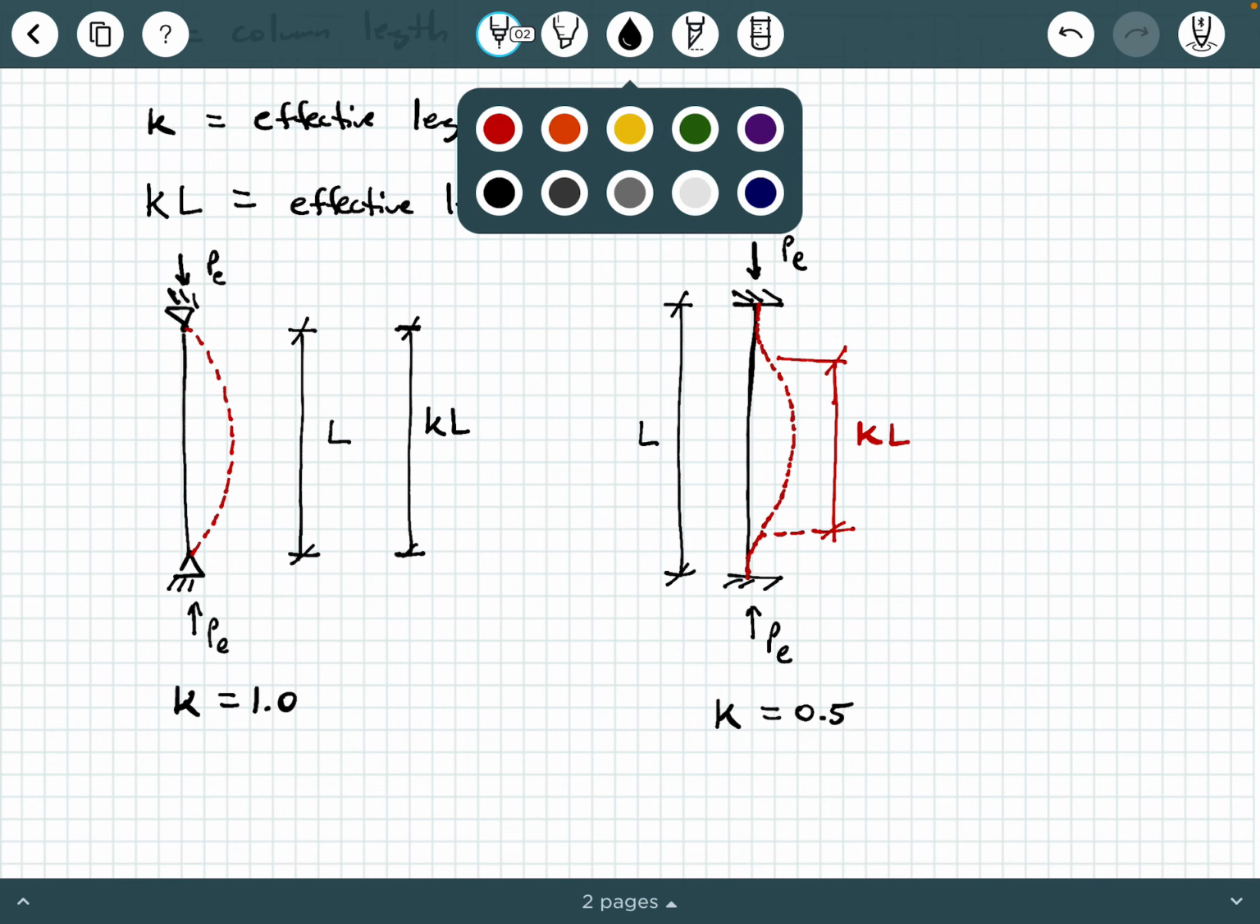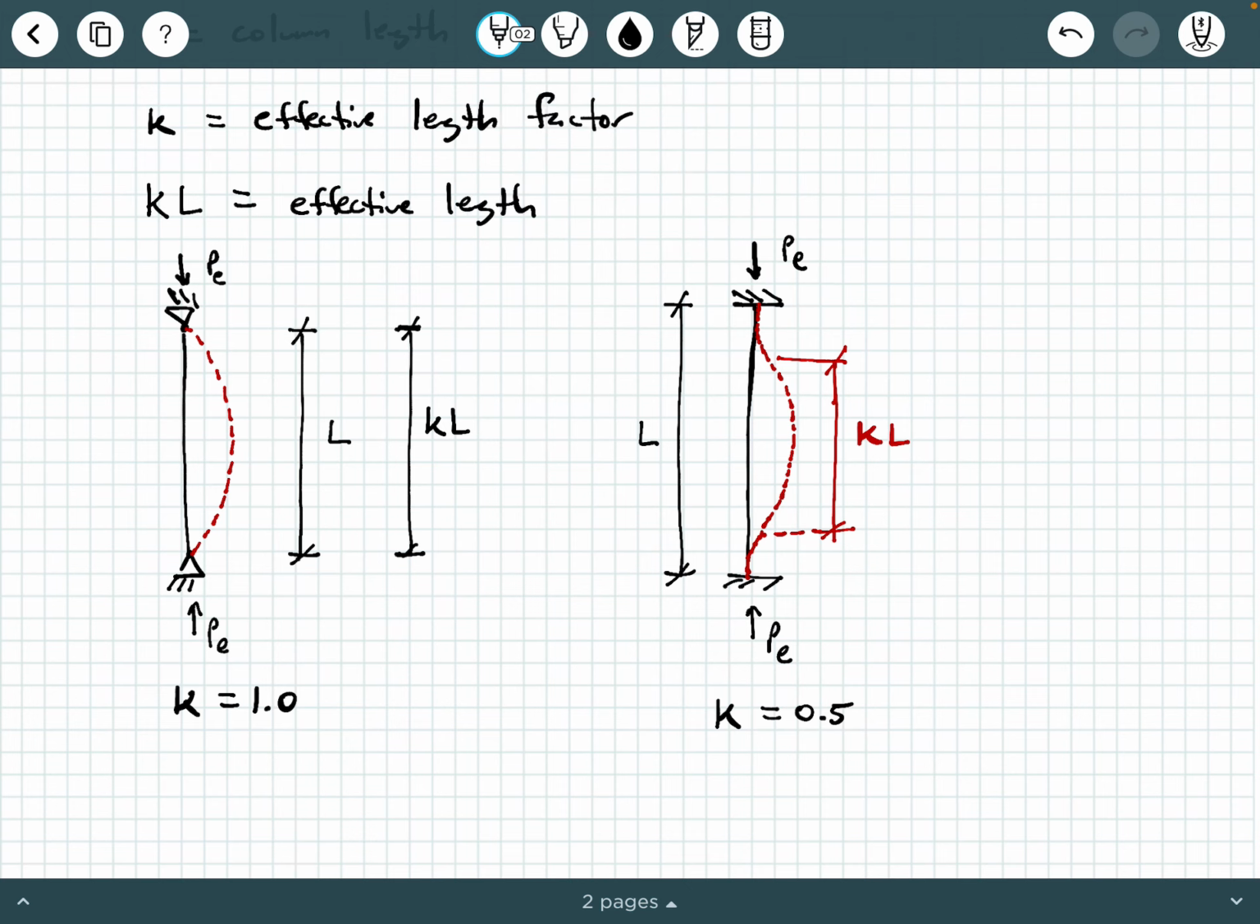All right, let's look at another case. Let's look at the case where maybe we have a pin connection on one end, and on the opposite end, we have a fixed connection. And again, we've got P Euler here.